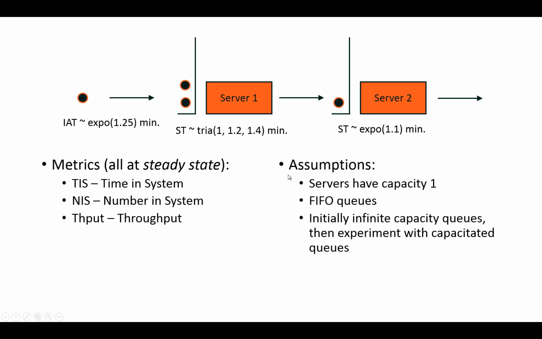Our assumption for the first 2 models was that we have infinite capacity queues. In the next video, we're going to look at adding capacity so that we introduce blocking and starving into the system.